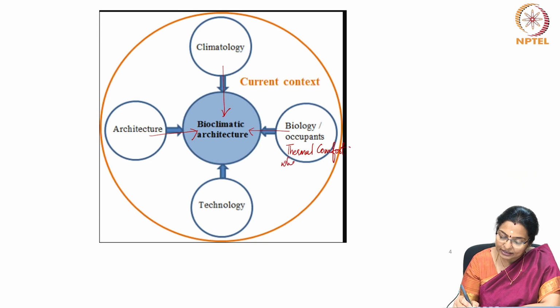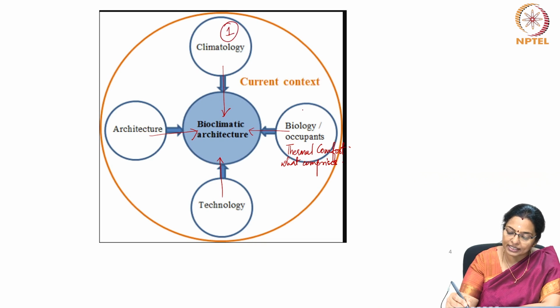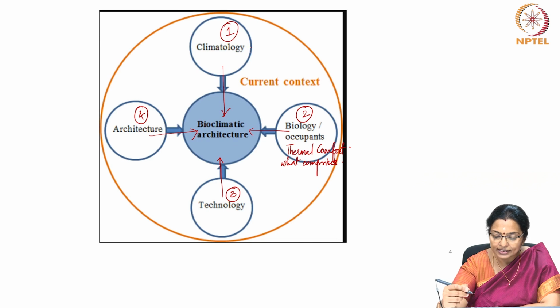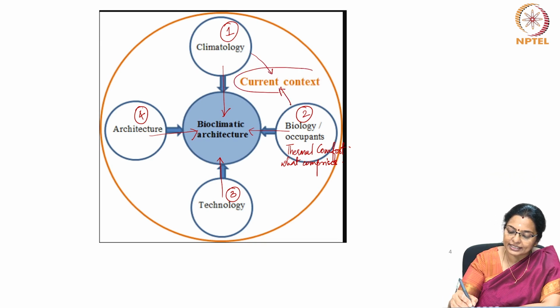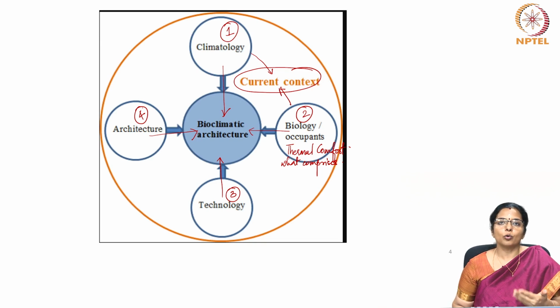what comprises it. These are important in order to understand bioclimatic architecture, and also the technology. So, a combination of all these together comprises bioclimatic architecture. But in order to understand the principles of what will govern bioclimatic architecture, these two are very important, and therefore we call it the current context: climatology and the biology of the occupants, which is the thermal comfort requirement. What environment makes the occupants feel more comfortable?